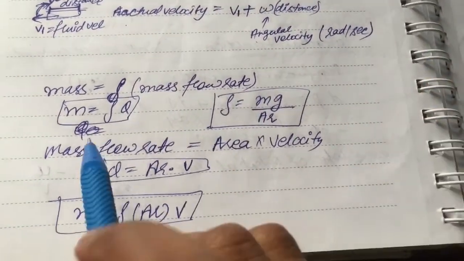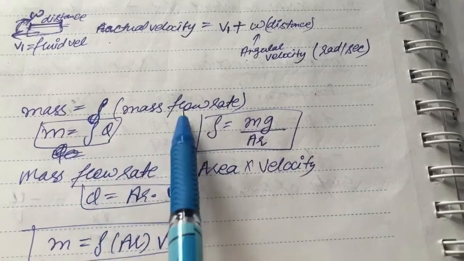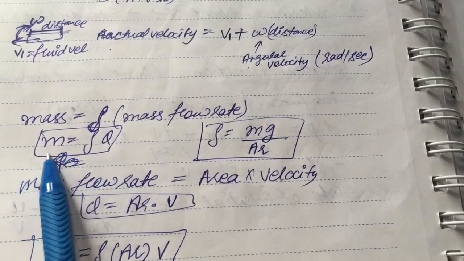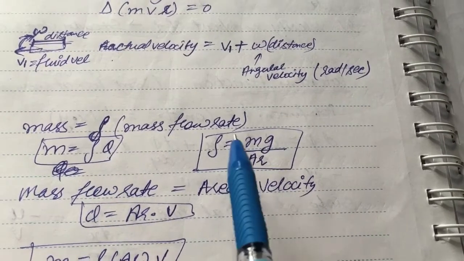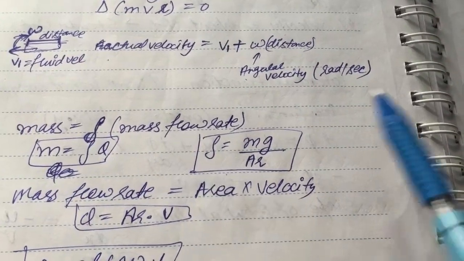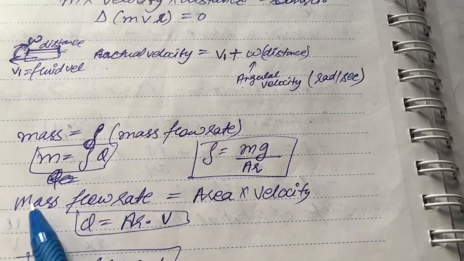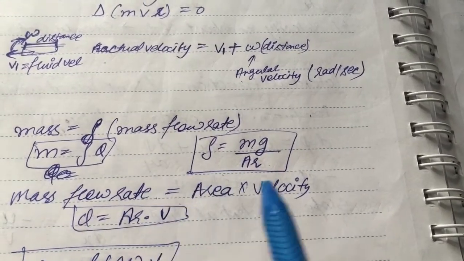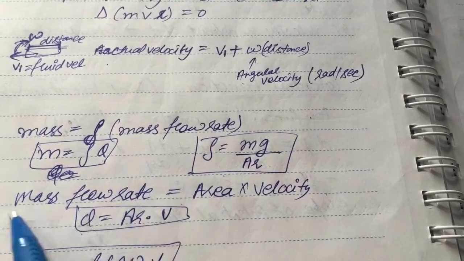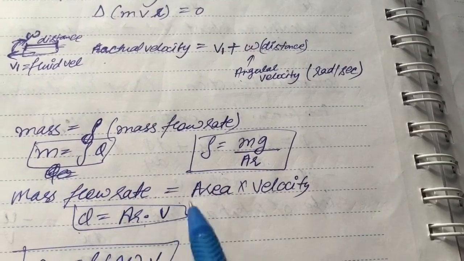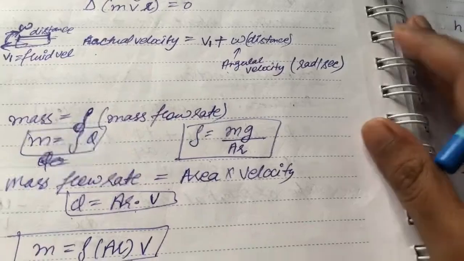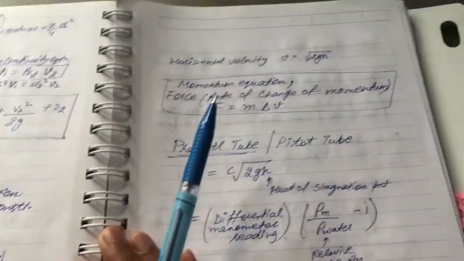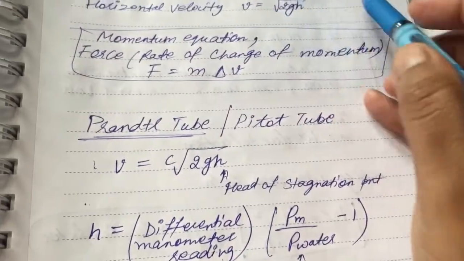Then mass is density into mass flow rate, so m would be rho into Q. So rho, which is density, would be m by area. Mass flow rate would be equal to area into velocity. Q would be equal to area into velocity. So m would be equal to rho into area into velocity. Next we have horizontal velocity v given as root 2 gh.